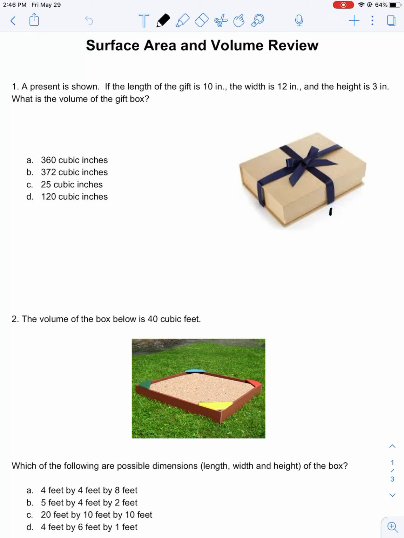So if our length is 10 inches, our width is 12 inches, and our height is 3 inches, we are to find the volume. Well, our volume equals capital B H. So we have length times width times height. In this case, our length is 10, our width is 12, and our height is 3. If we multiply all three of these together, we get 360. So therefore, our answer is A.